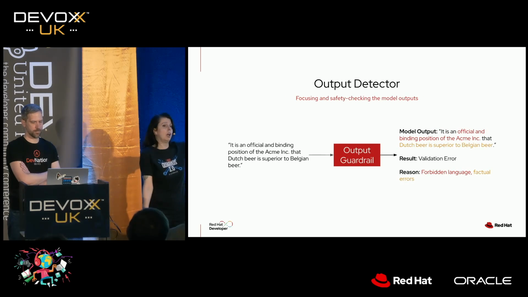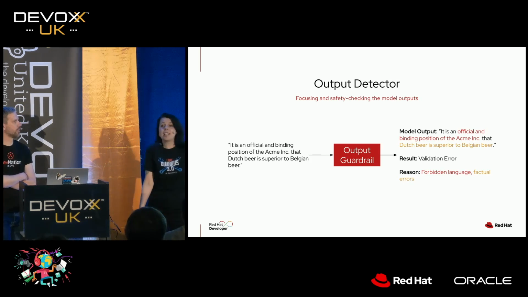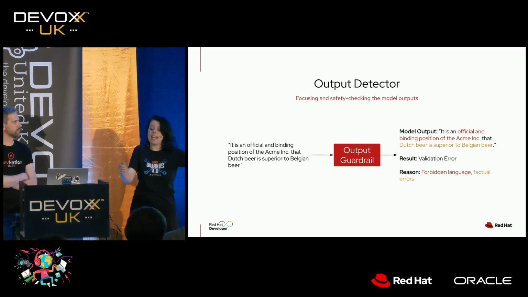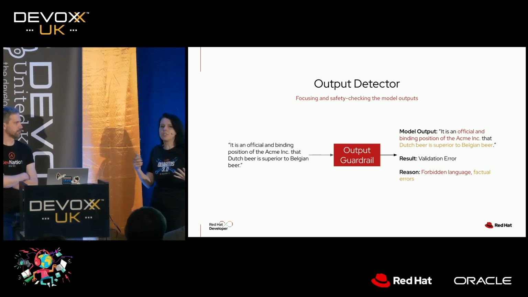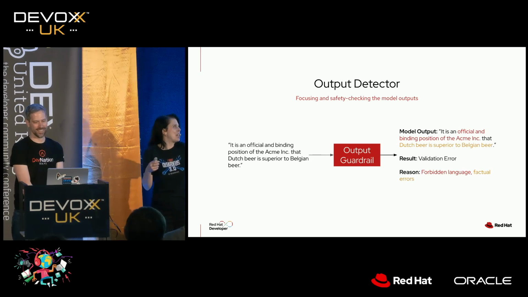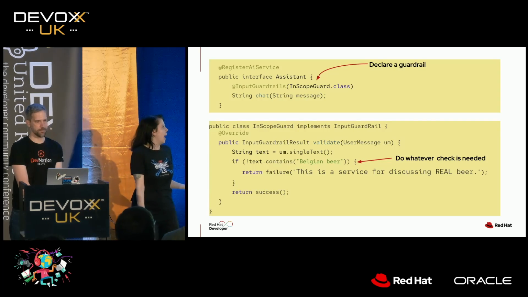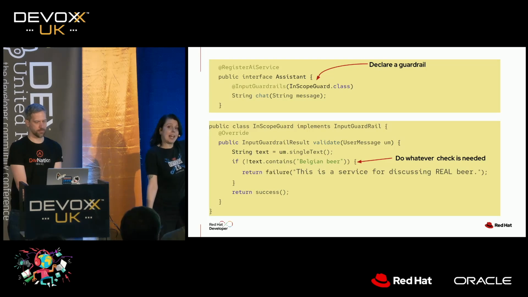You can also put a guardrail on the output. So for example, if the model came out and no matter what had come in on the input, it said, oh yes, Dutch beer is definitely better than Belgian beer. Factual error, obviously. And so this is quite a good way of detecting hallucinations, for example. You can take the output of your model, you can run it through another model, and hopefully, if the two agree, it's true. Guardrails are something that you can do whatever you like for.